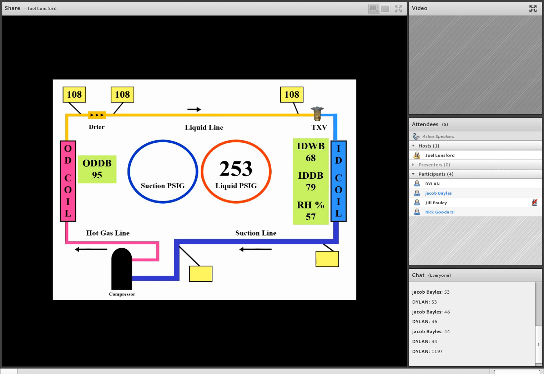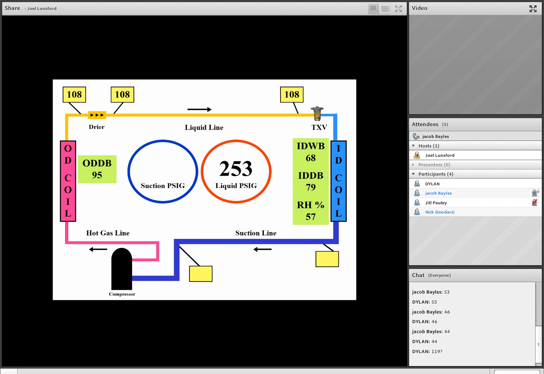118. Sounds about right. And the temperature leaving the outdoor coil on the liquid line as it enters the filter dryer is 108 degrees. So the difference between the 118 that we got off the pressure temperature chart and the physical temperature of the liquid line, 108 degrees, is about 10 degrees.